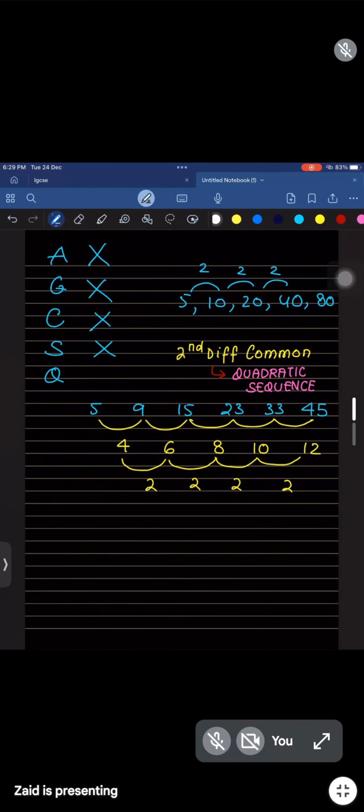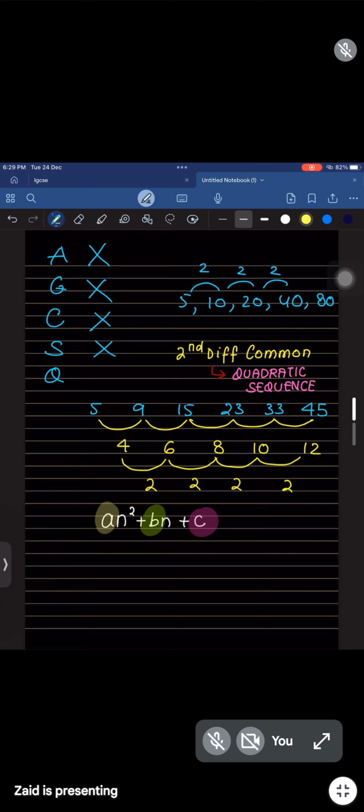No worries. The general term formula for the quadratic sequence is an squared plus bn plus c. So we have got three variables. What are they? We have a, we have b, and we have c. And how are we going to find these three variables? For that we have formulas. What was the formula for this?